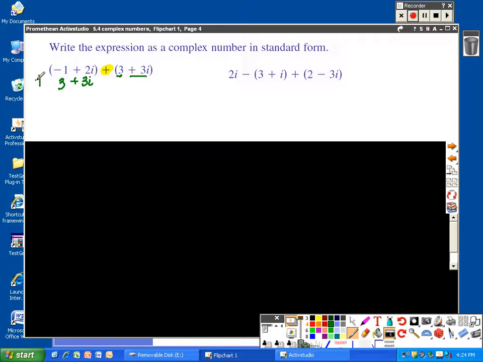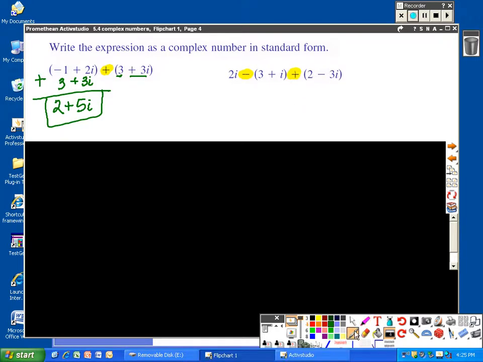And then I'm going to add these two. So a negative 1 plus 3 is 2, and a 2i plus 3i is positive 5i. And I have an answer of 2 plus 5i. The real part first, the imaginary part second. Now let's try that with a bit more complex version. This time I'm subtracting this one and adding this one.